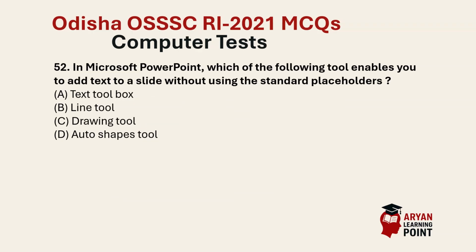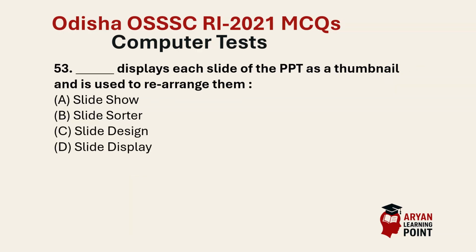52. In Microsoft PowerPoint, which of the following tools enables you to add text to a slide without using the standard placeholders? A. Text toolbox. B. Line tool. C. Drawing tool. D. Auto shapes tool. Answer: A. Text toolbox.